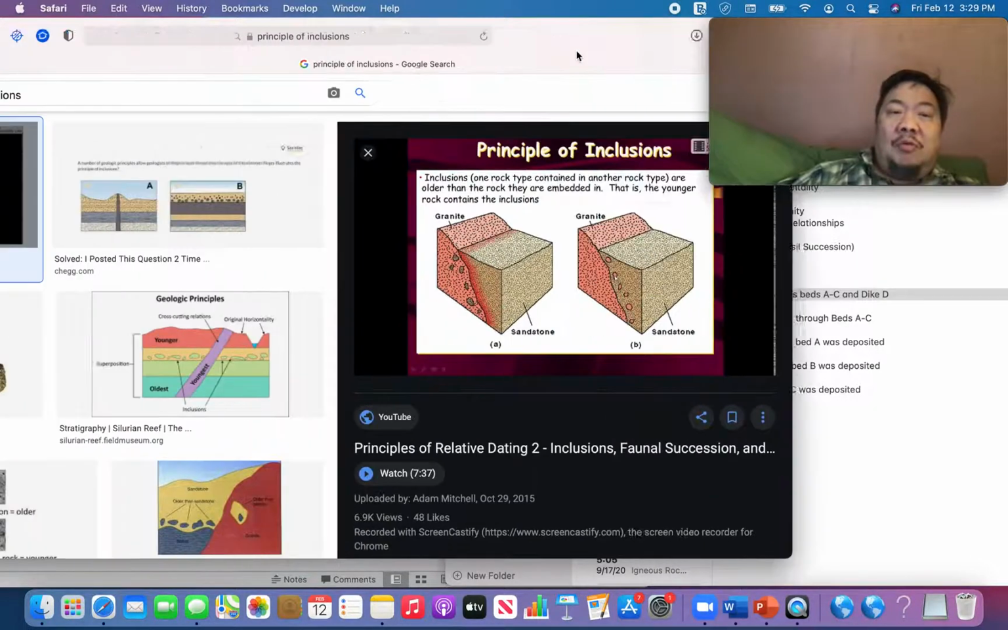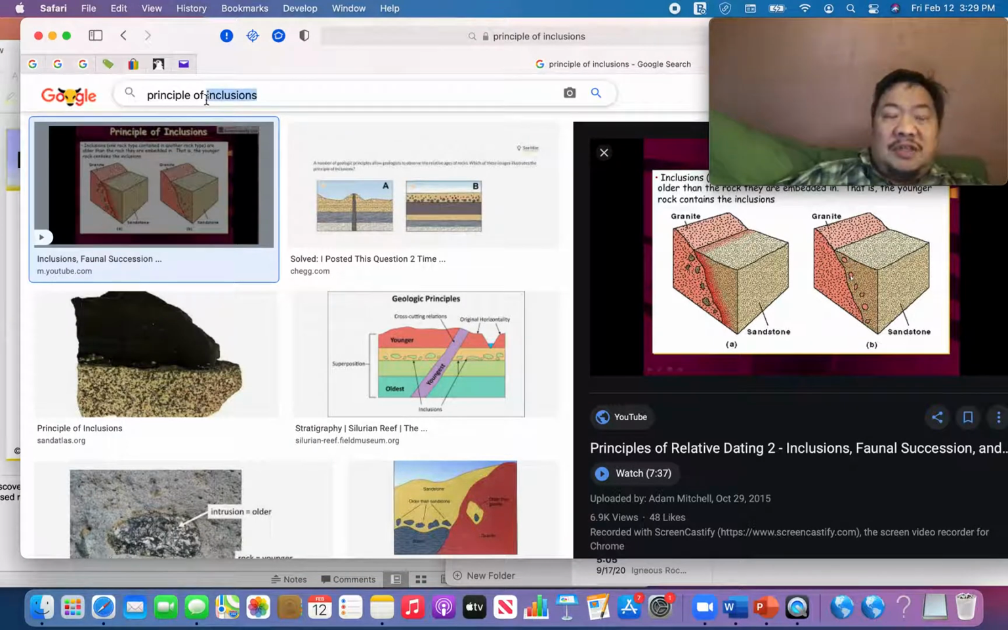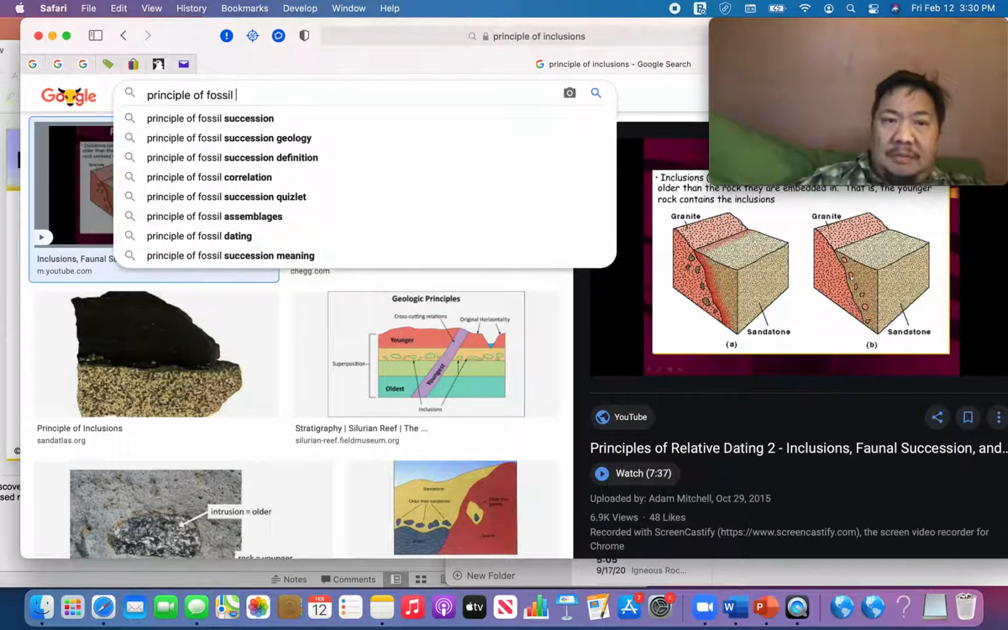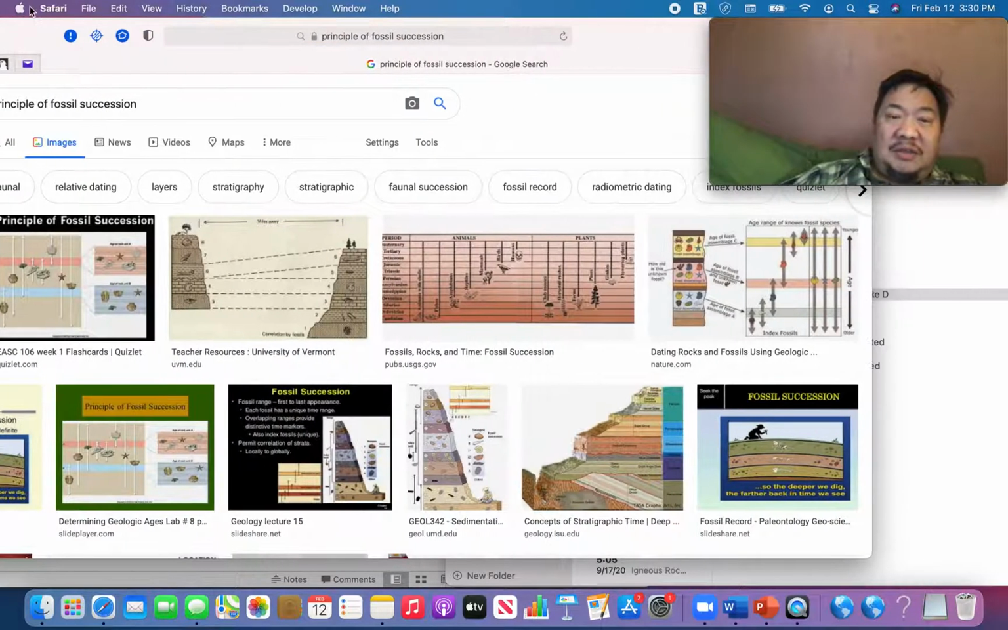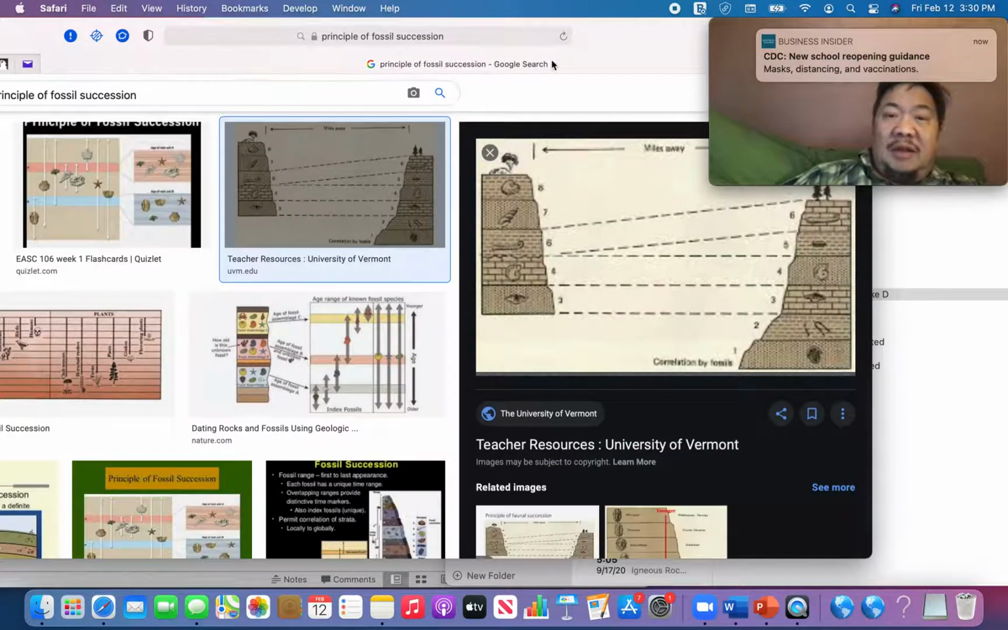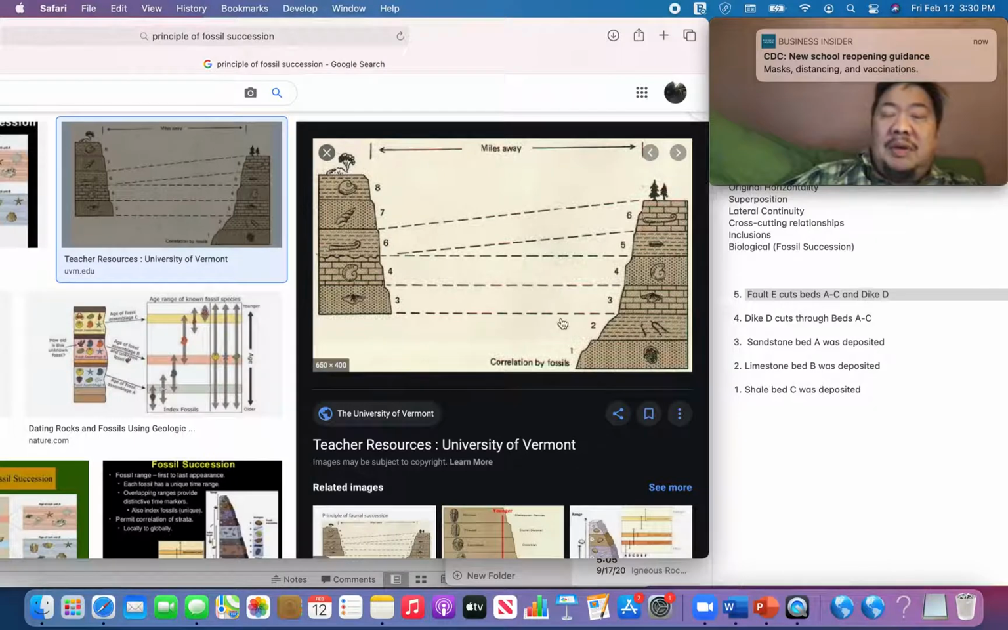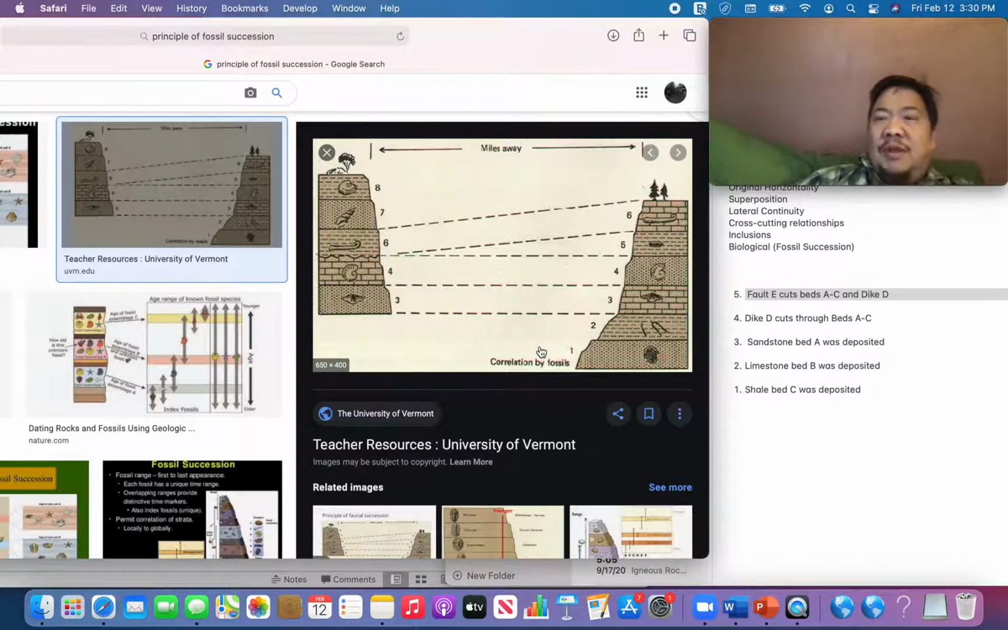Before I go, last thing, principle of fossil succession. Principle of fossil succession was developed by a man named William Smith. And William Smith was a friend of Charles Darwin. And William Smith was interested in determining whether or not his friend's idea, whether or not evolution occurred according to Darwin. And he thought about it.